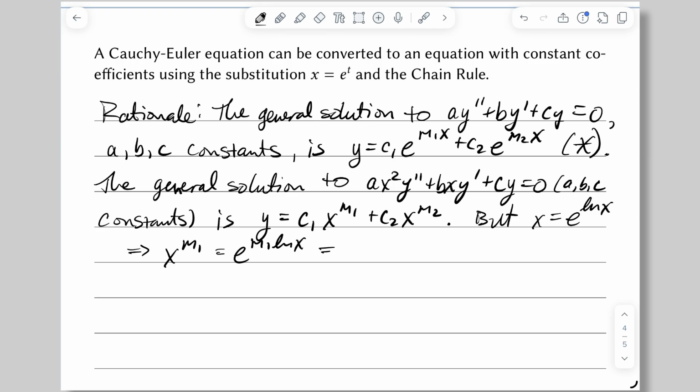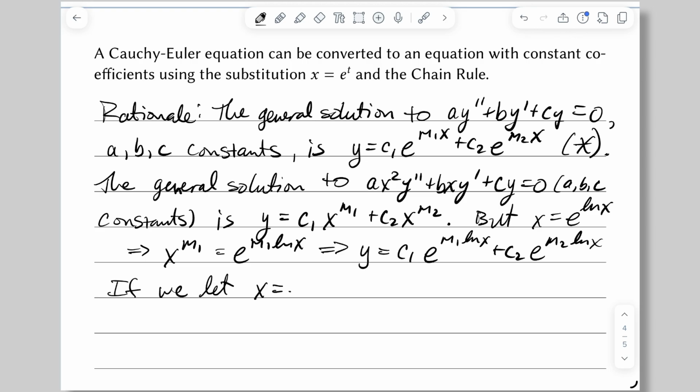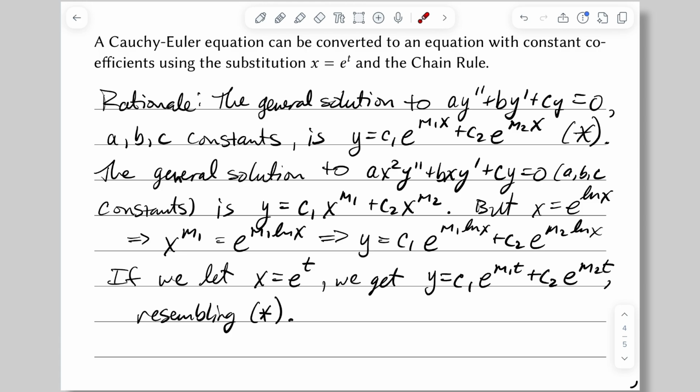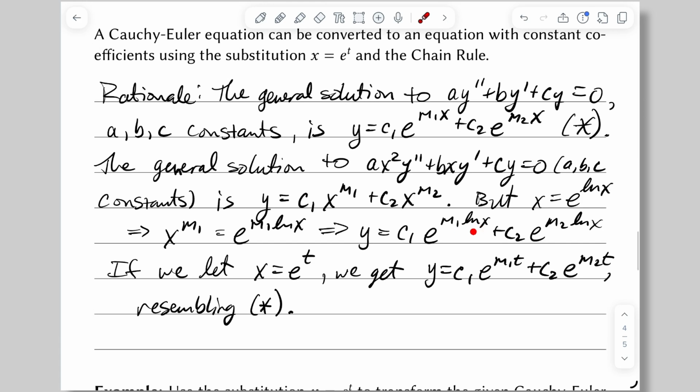And so that first solution that we wrote down becomes y equals c1 e to the m1 natural log of x plus c2 e to the m2 natural log of x. If we let x equal e to the t per the substitution in the statement above, then we get y equals c1 e to the m1 t plus c2 e to the m2 t, which has a form that resembles star. So you can kind of see why natural log of x was showing up in the examples in this section.